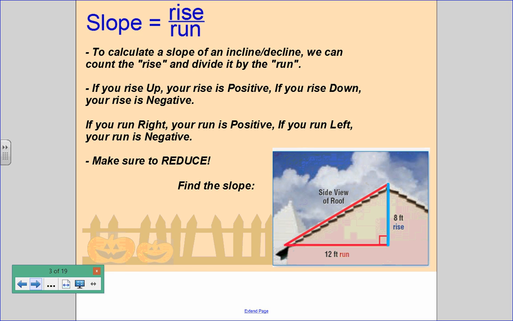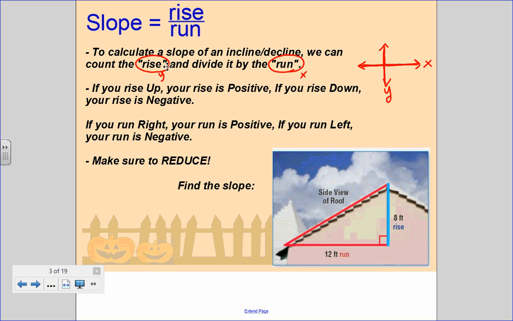Your rise is your up and your down. If we think about it on a coordinate grid, if rise is up and down, that refers to our y-axis going up and down. Side to side is going to be our run, which is our x-axis. So our rise refers to the y's, and our run refers to the x's. We'll get into that a little bit further when we get the actual formula.